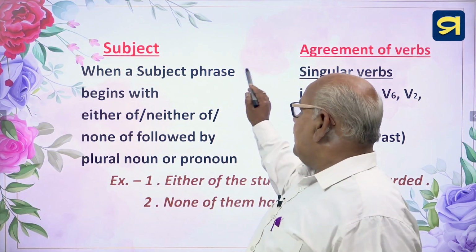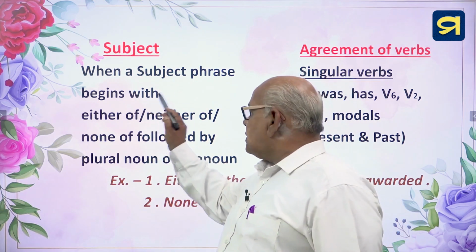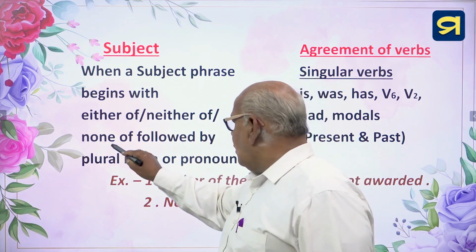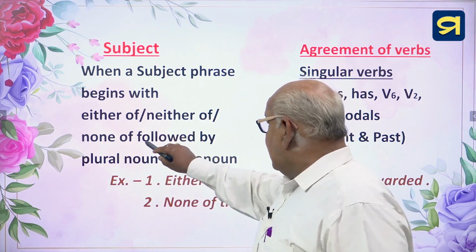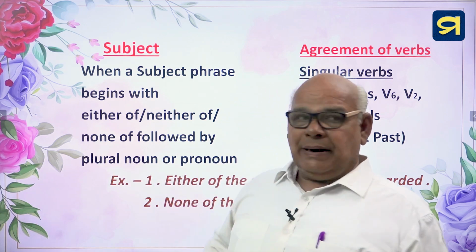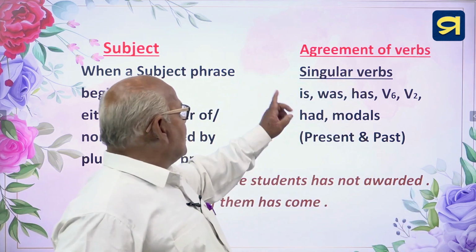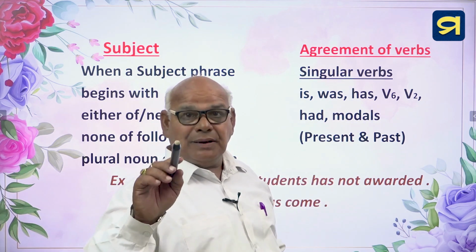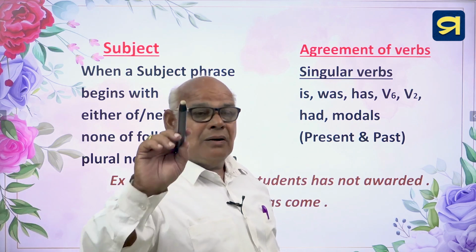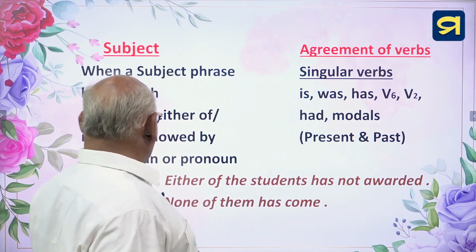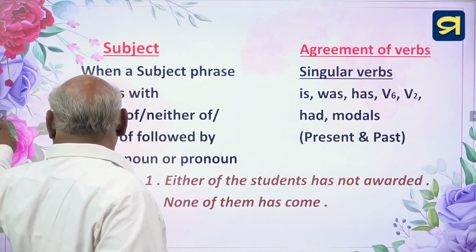When a subject phrase begins with either of, neither of, none of, followed by a plural noun or pronoun, it takes the singular verb is, was, has, V6, meaning the S or ES form of the verb, V2, had, and modals. Now, we will go to the examples.